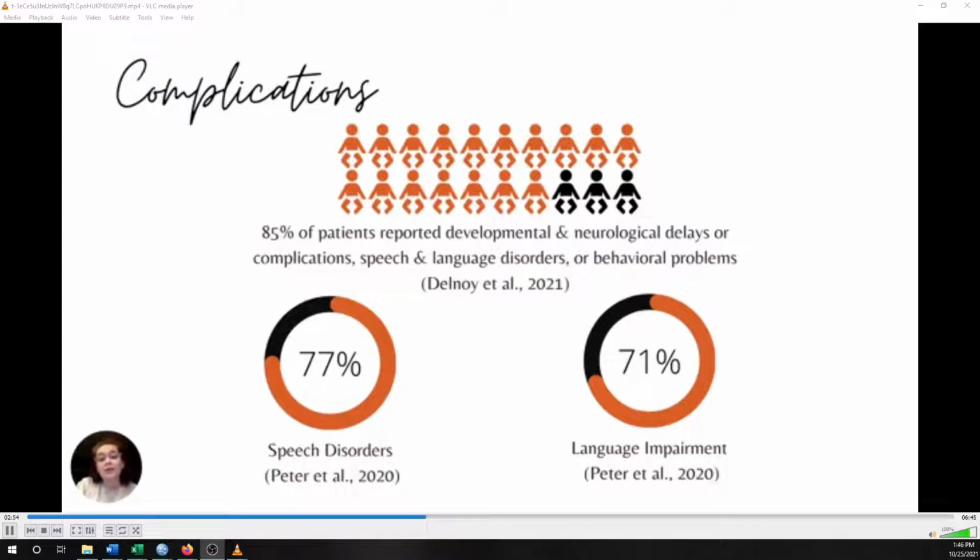So according to Delnoy and their associates, 85% of patients reported having developmental and neurological delays or complications, speech and language disorders, or behavioral problems. This is a huge chunk of the population, and 85% is just absolutely insane. And this is after they stop all galactose consumption. According to Potter, 77% of classic galactosemia patients have speech disorders and 71% have language impairments.